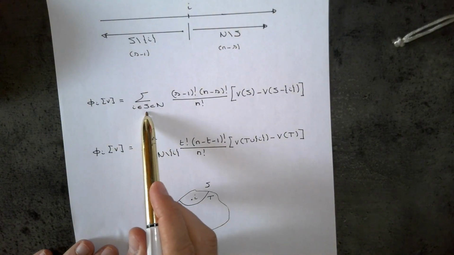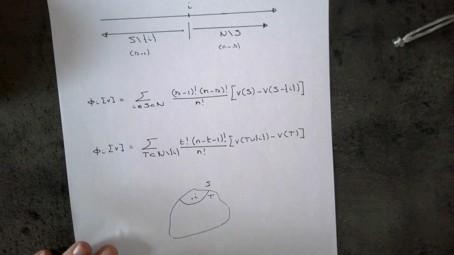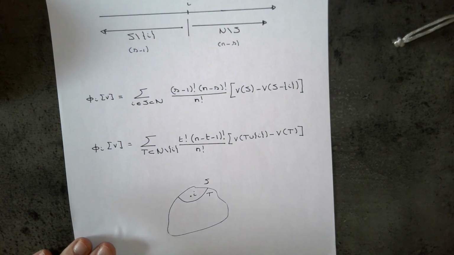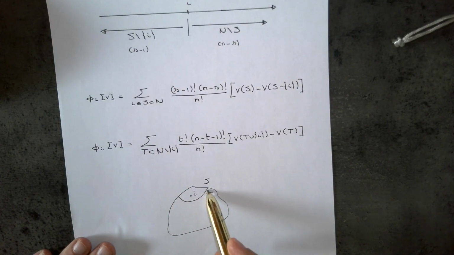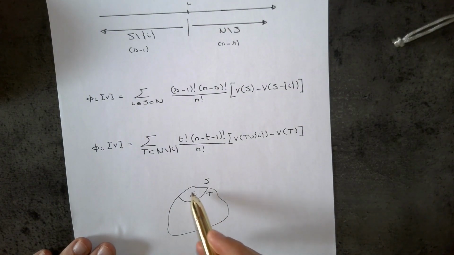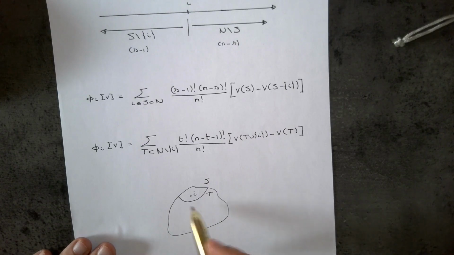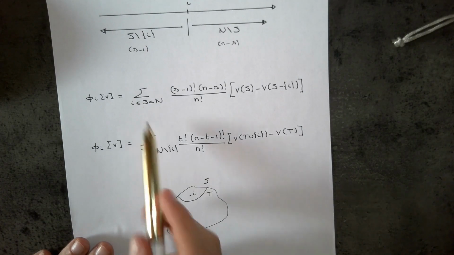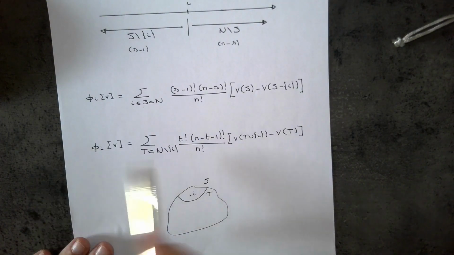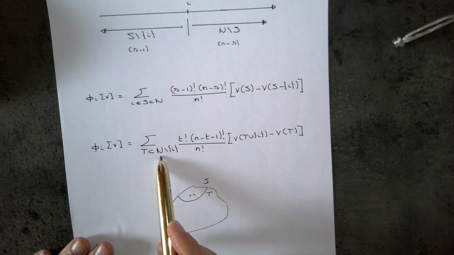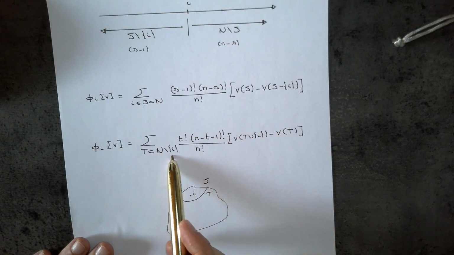To every set S that contains individual i, we can also uniquely identify a set that doesn't contain i. This is simply by taking the set S that contains i and then throwing away individual i. Okay, this gives you a set T that doesn't contain i. And for every set T that doesn't contain i, you have a set S that contains i by just adding individual i. So instead of summing over all S that contain i, you can also sum over all sets T that do not contain i.